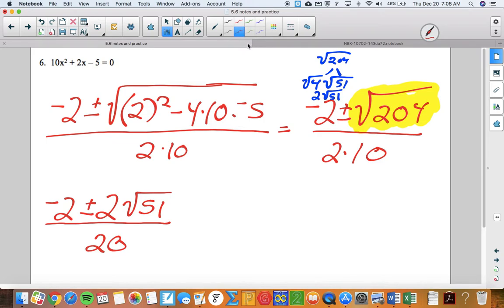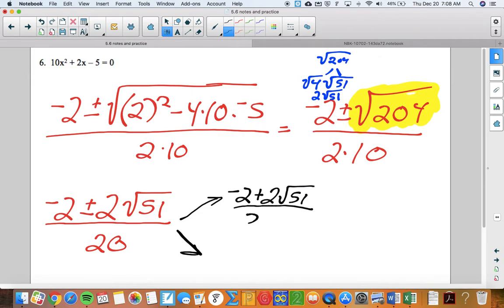So now, folks, to make this look better and help us understand the math better, we should do this. So we have -2 plus 2 times the square root of 51 over 20, and -2 minus 2 square roots of 51 divided by 20. Since both of these terms are getting divided by 20, and in fact all 3 of these terms are divisible by 2, it's essentially like I can factor 2 out of all of these. And if I do that, I get -1 plus or minus the square root of 51 over 10.